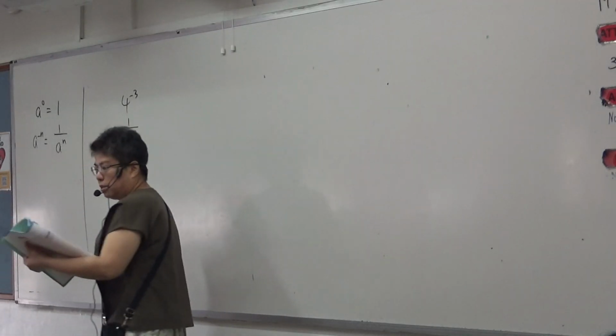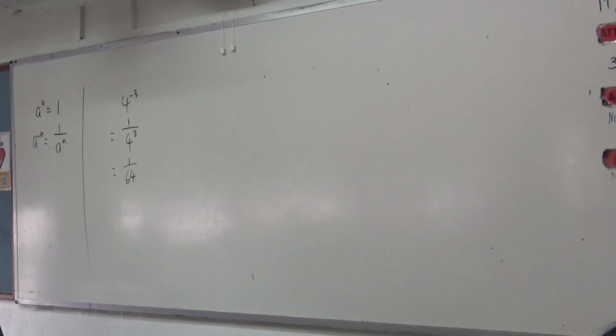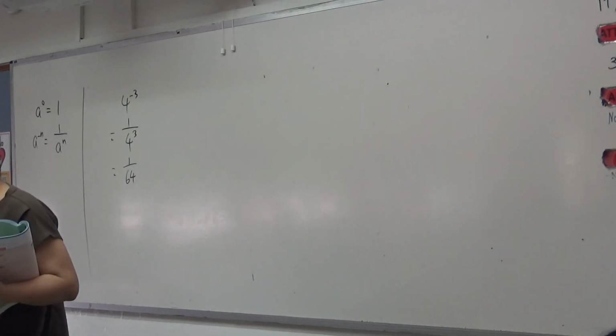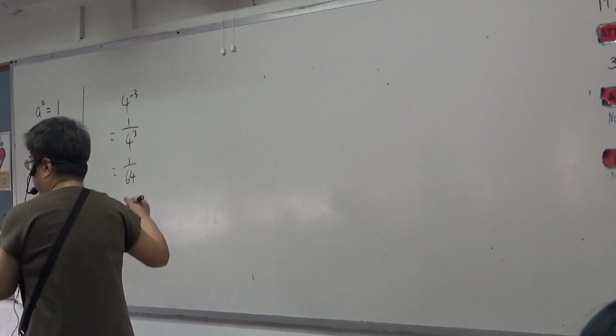This is 1 over what? 64. If you don't know what 4 cubed is, please use a calculator. Okay, don't go to me 12. Submit your 4 cubed. 4 times 4 times 4. Okay? Now, next one.